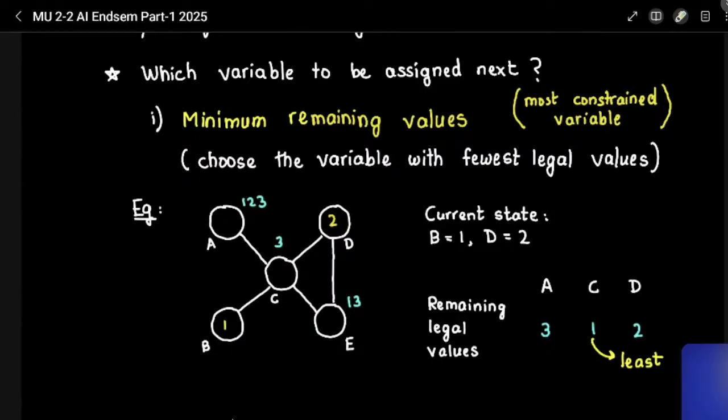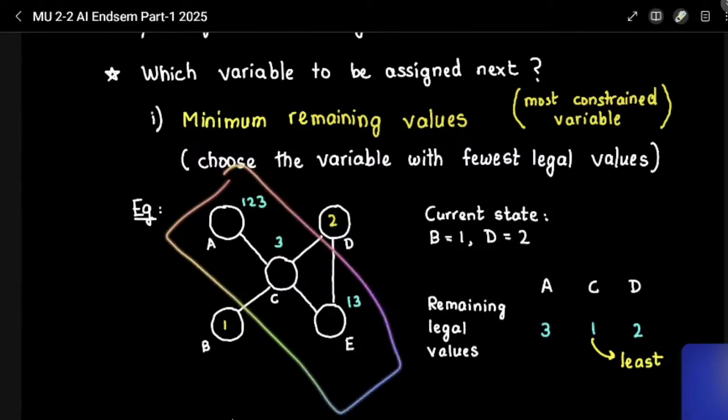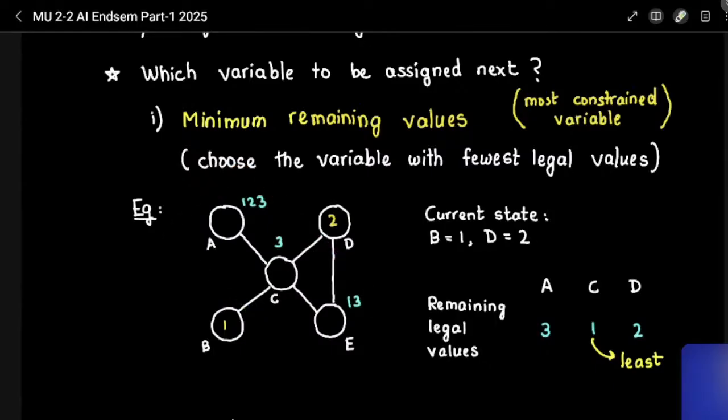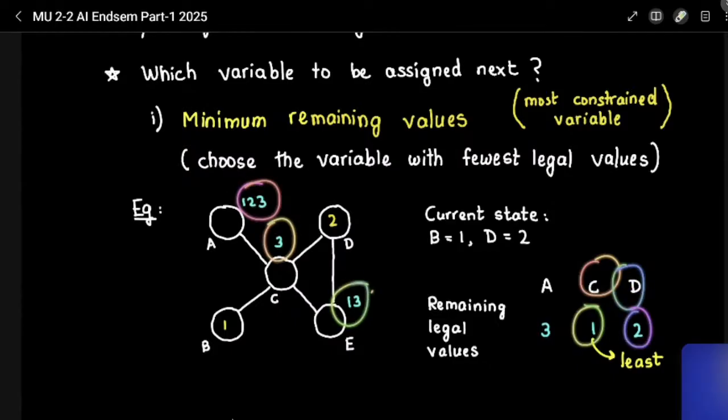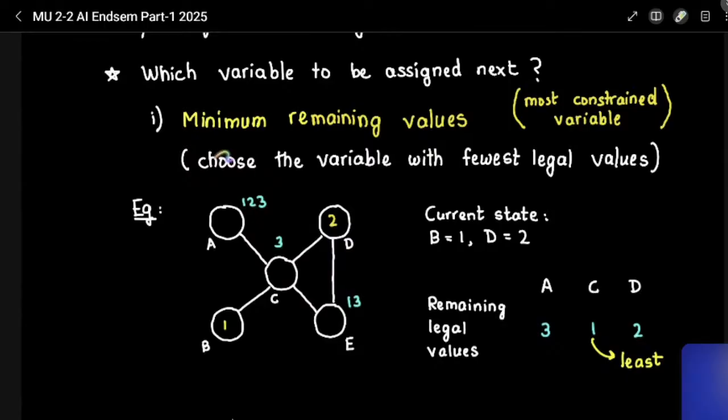Now, minimum remaining values states that you have to choose the variable with the fewest legal values. If you look at the unassigned variables, A has 3 legal values possible, C has 1, E has 2. So what does minimum remaining value say? It says choose a variable with the fewest legal values. So C has the least number of legal values. So you will pick C and then you will continue with your assignment.